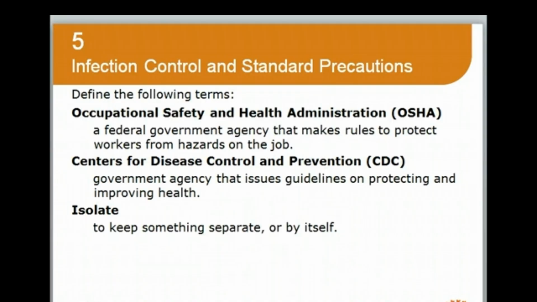Okay, so let's keep going here. There are several organizations in the United States that work towards controlling and preventing the spread of disease, and the first one is the Occupational Safety and Health Administration, sometimes referred to as OSHA. This is a federal government agency that makes federal rules to protect workers from hazards on the job. Everything from construction to hospital workers. So they usually set out policies that have to be followed.